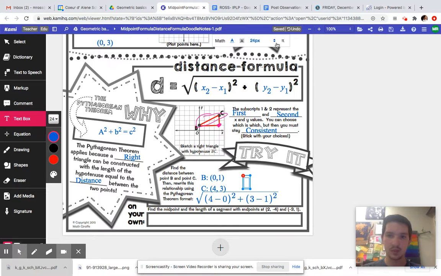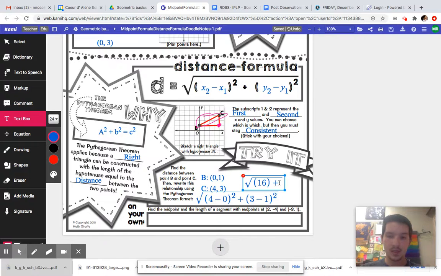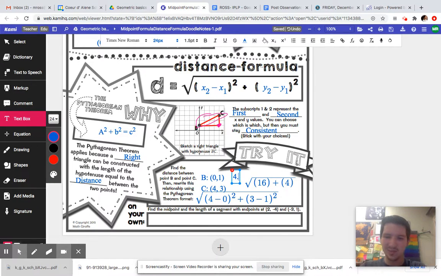And so let's bring my square root in. So we have 16 here, plus 3 minus 1, which gives me 2. 2 squared is going to give me 4. And so now we are here. Then you just say, okay, 16 plus 4 is going to give me 20. The square root of 20 is going to be about 4.5, I believe. Let me double check. The square root of 20. Yep, about 4.5. So that would be our answer for the distance formula.